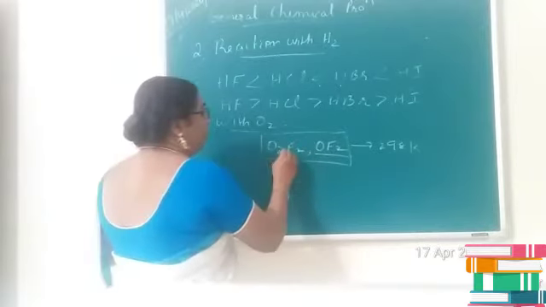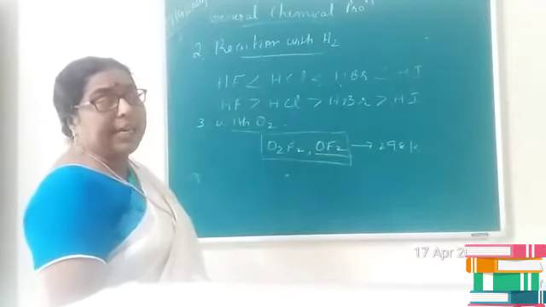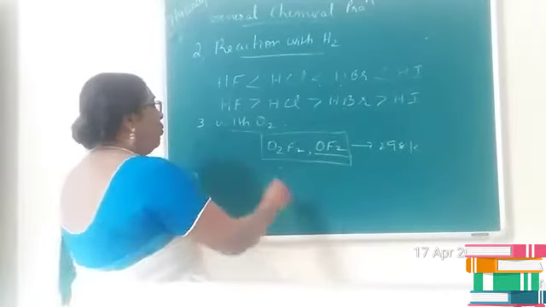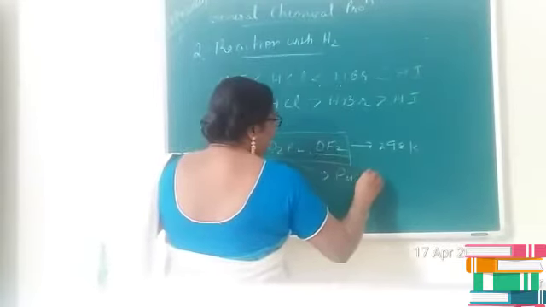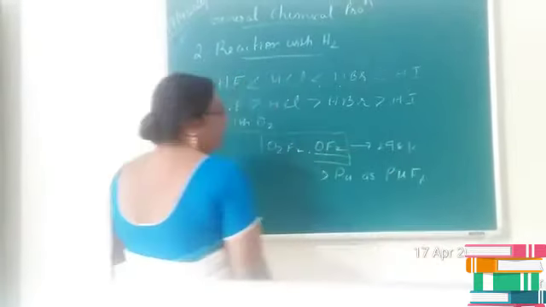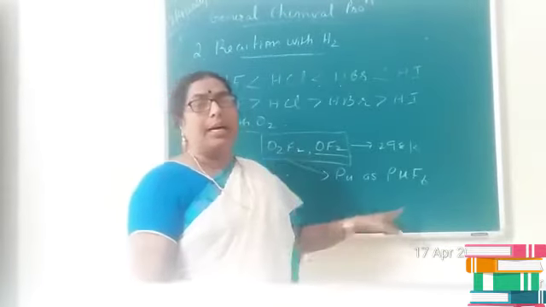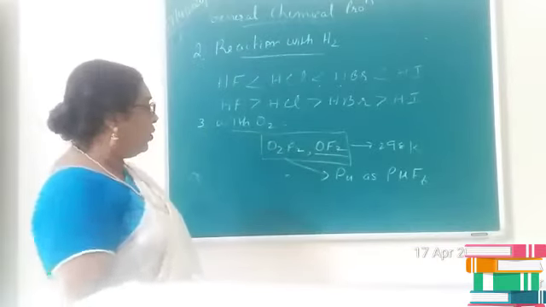Both of them act as good fluorinating agents. O2F2 can be used to oxidize plutonium to PuF6, so that you can remove Pu from spent nuclear fuel. Is it clear, children? So that is about the oxides of fluorine.